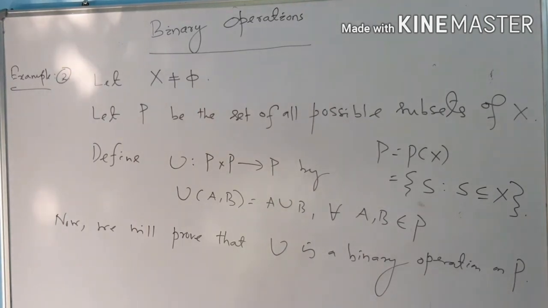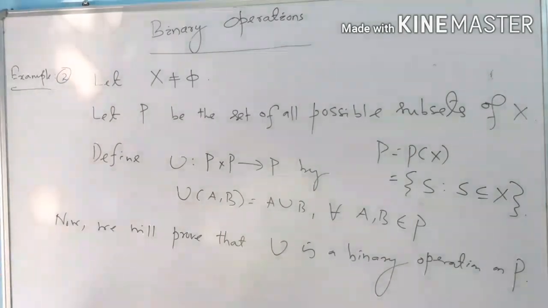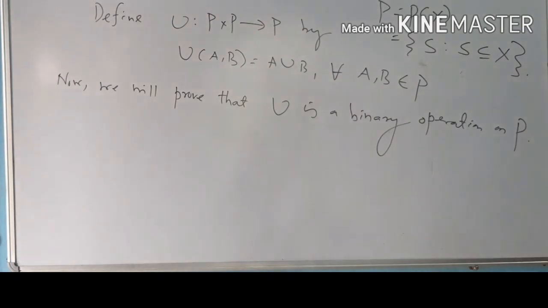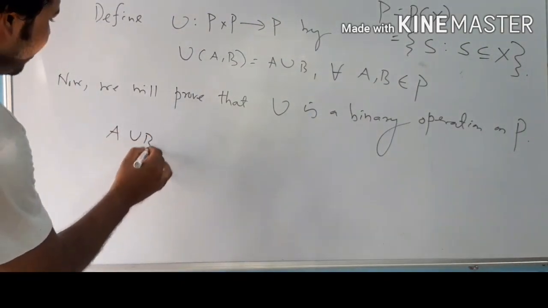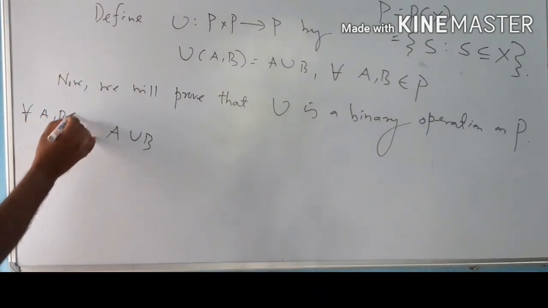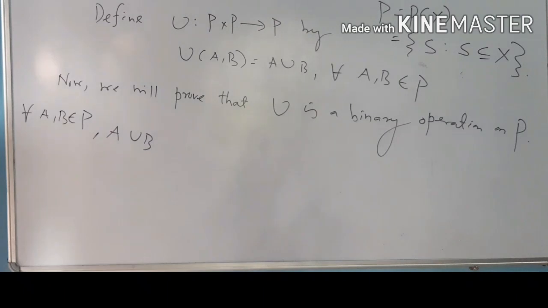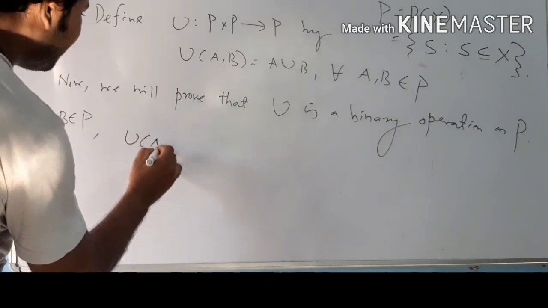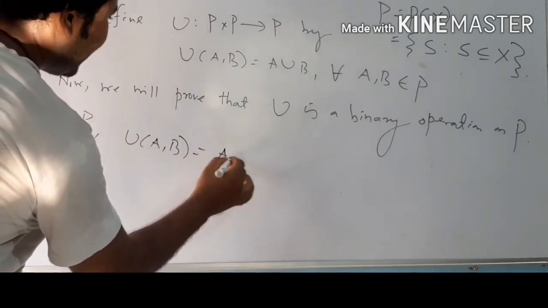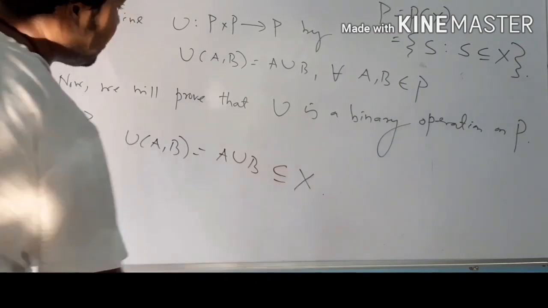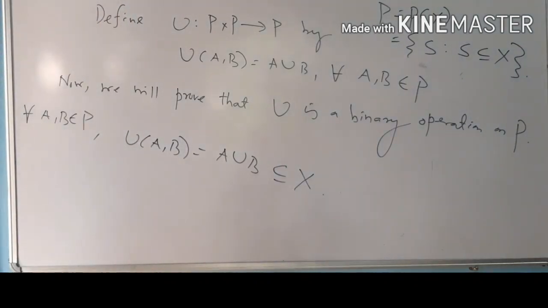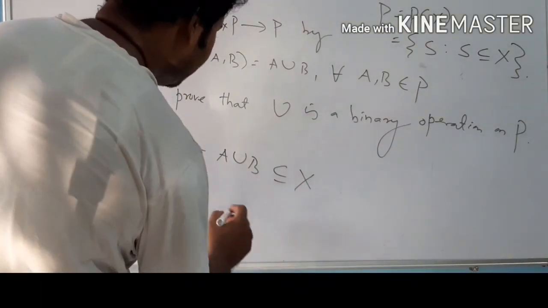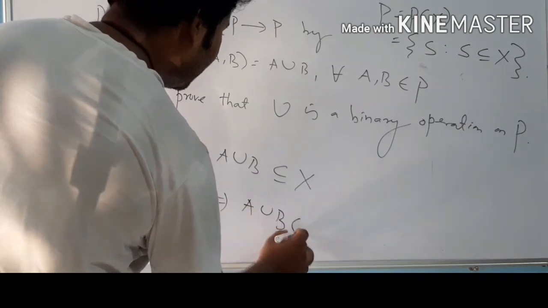So therefore, for any pair A, B where A and B are subsets of X, if we find their union, for any A, B belongs to P, union of A comma B equal to A union B, and this is again a subset of X, and therefore this implies A union B belongs to P.